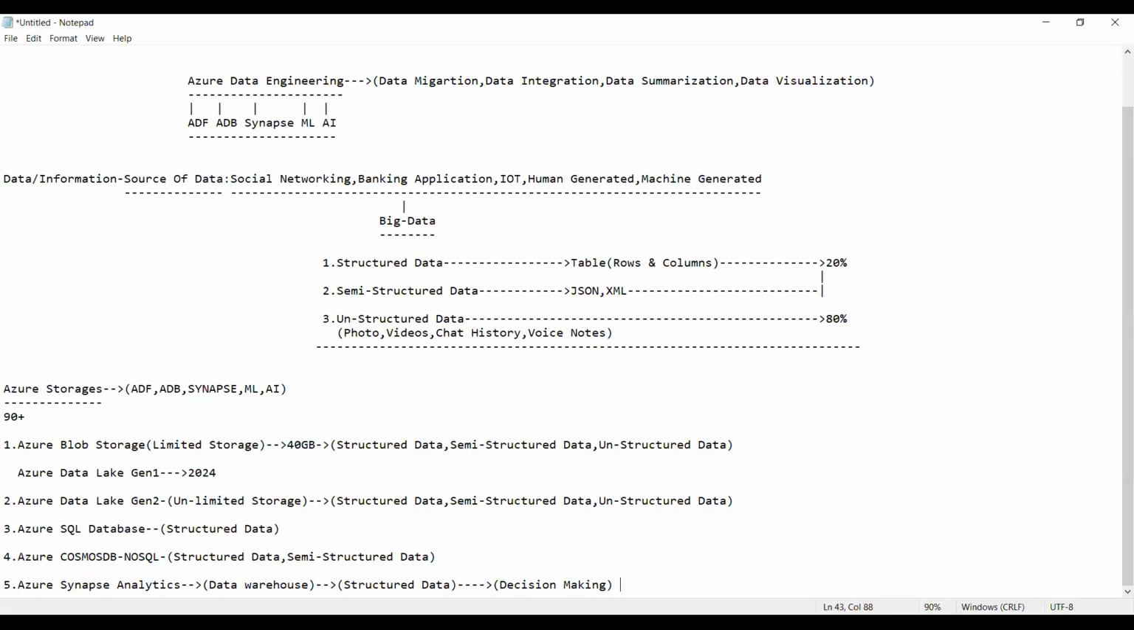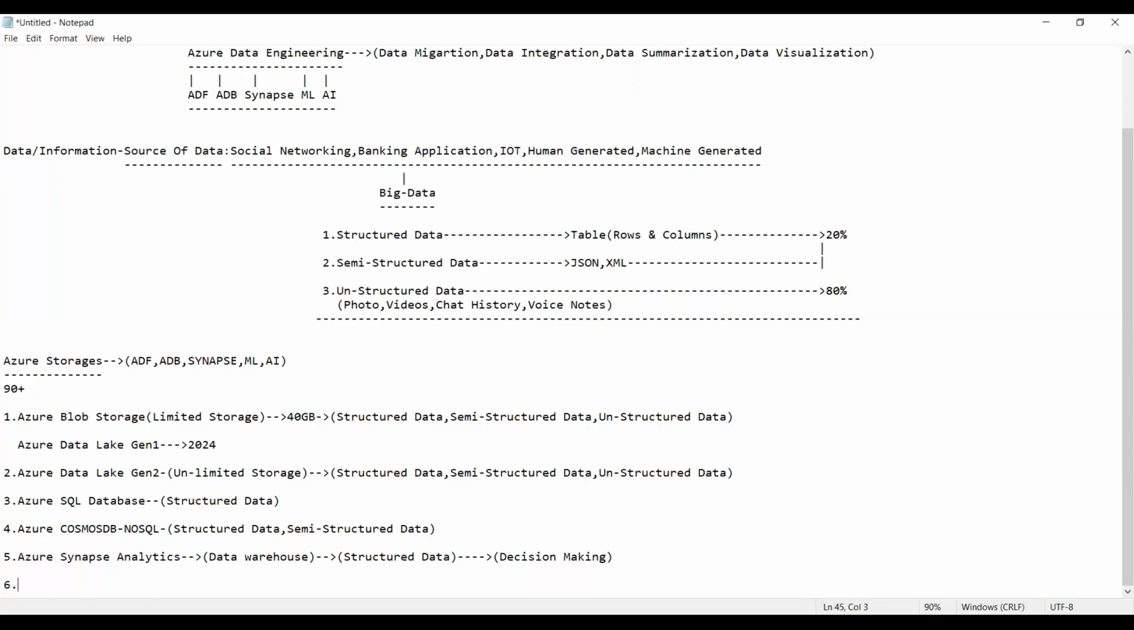Then apart from this, guys, the next one we have is Azure Elastic Pool. The Azure Elastic Pool is nothing but a collection of multiple databases that can be recorded into an Elastic Pool. And once the data is recorded into the Elastic Pool, again, it can be only structured data.